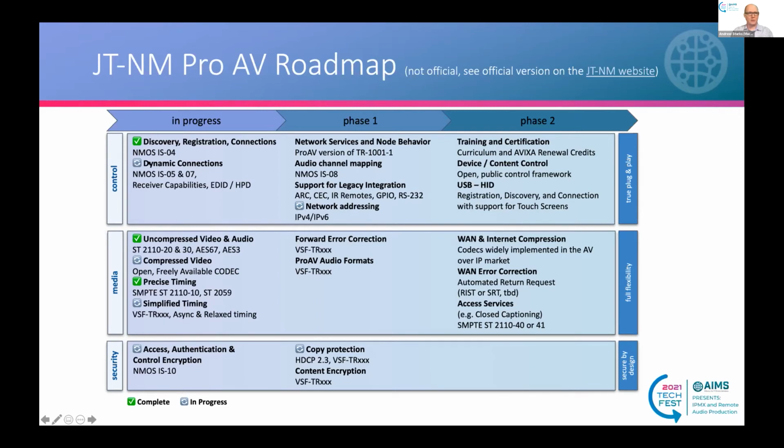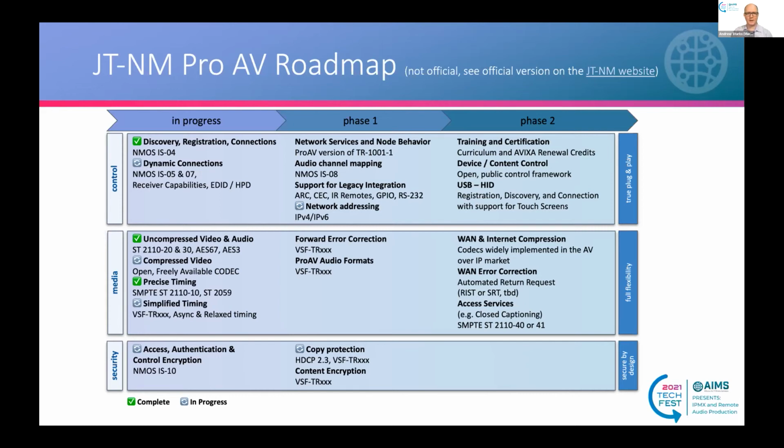You'll see that in progress here, we have a lot of the items that I just talked about. In phase 1 here, we have some additional behaviors and APIs that we're adding to the system to enable things like ARC and CEC support, more like pass-through, not so much re-implementing CEC over IP. Another important one in phase 1 is forward error correction, which is really critical for AV over IP, and that's something that we're planning to work on very soon.